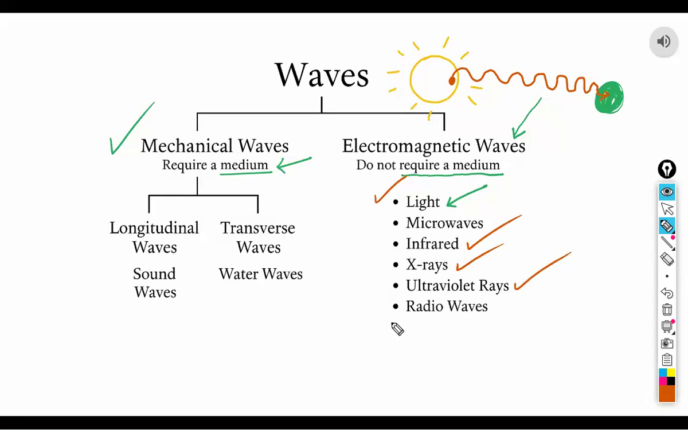As far as I know, the sun doesn't produce radio waves and microwaves. If it does, it's probably so little that it's not even worth the discussion. So draw that little flow chart there that shows you the two categories of waves and the examples to go with it. So remember, when you're discussing waves, it's either going to be a mechanical wave or an electromagnetic wave. Let me know when you guys are finished.